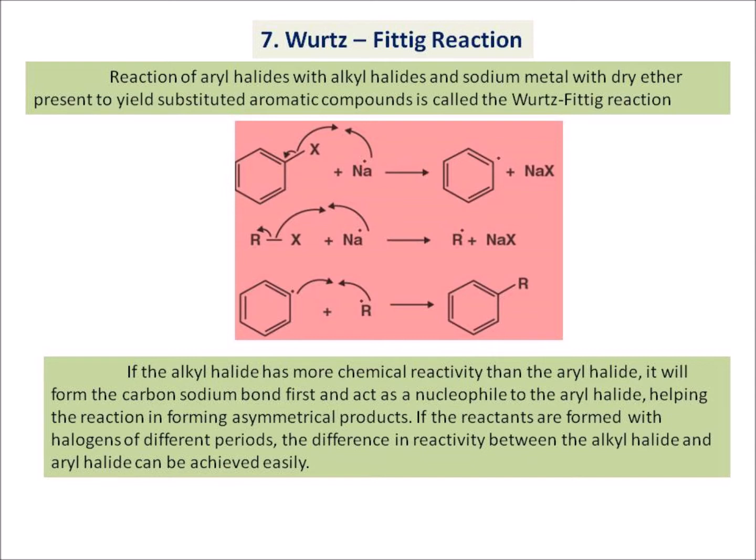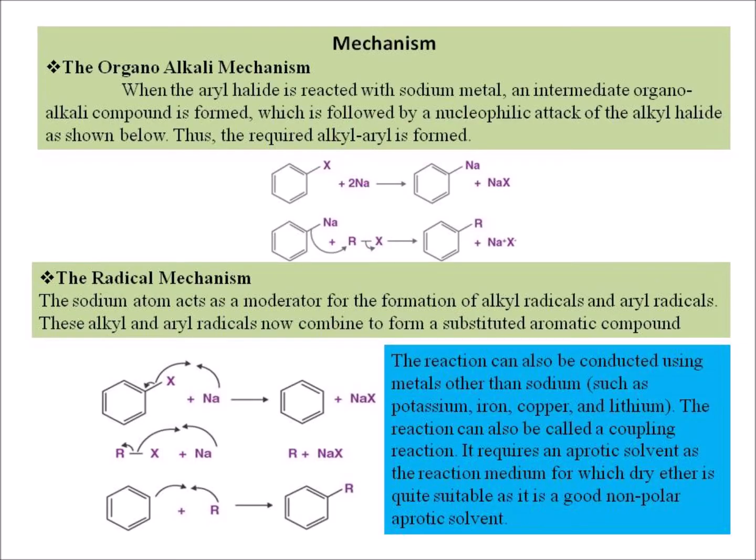If the reactants are formed with halogens of different periods, the difference in reactivity between alkyl halide and aryl halide can be achieved easily. There are 2 ways of mechanism of Wurtz-Fittig reaction. First one is the organo-alkali mechanism. When the aryl halide is reacted with the sodium metal, an intermediate organo-alkali compound is formed, which is followed by a nucleophilic attack of the alkyl halide as shown below. Thus, the required alkyl aryl is formed.